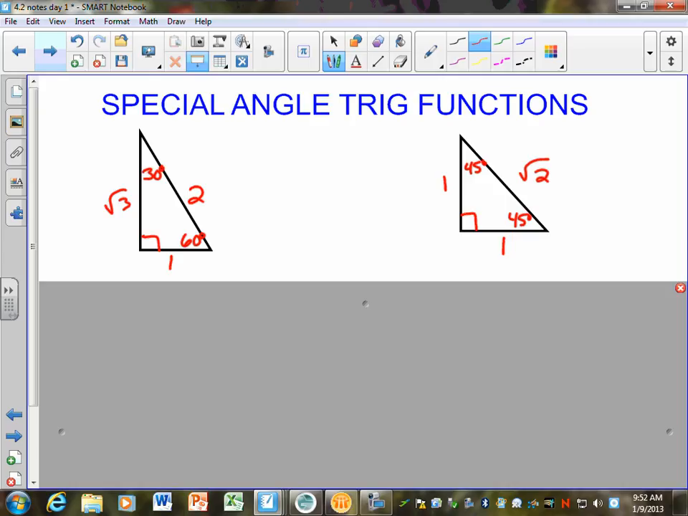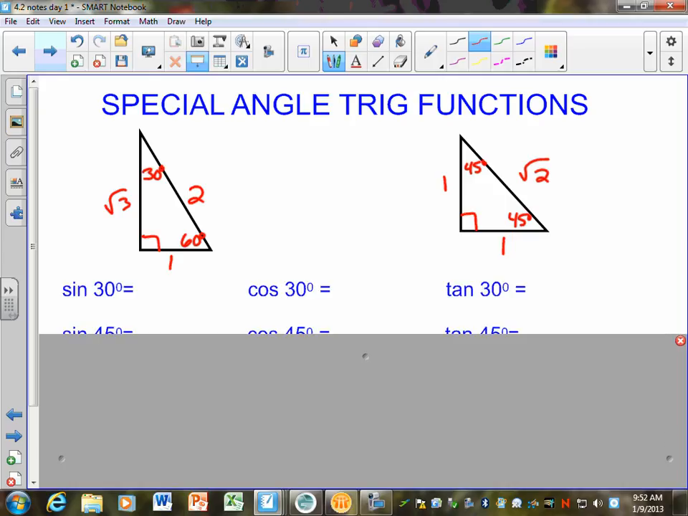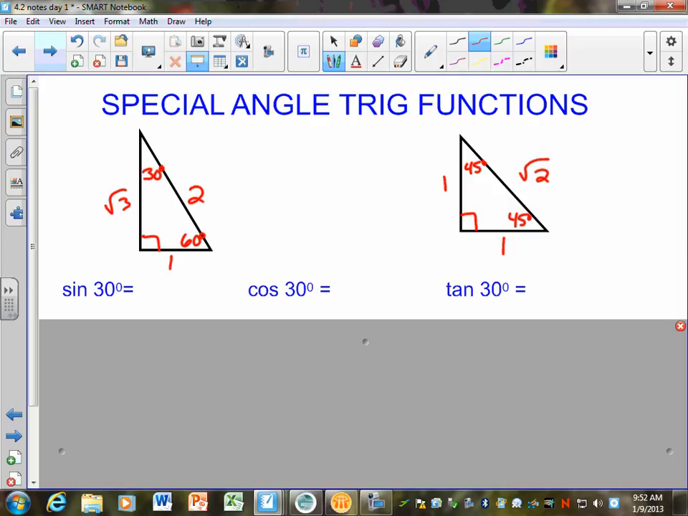We could list all 6 trig functions out now, right? We could actually do this for all 3 of these acute angles, 30 degrees, 60 degrees, and 45 degrees. So let's just go through here and do it real quick. We're only going to do sine, cosine, and tangent. I trust you could do the reciprocals as well. So use my little triangle here, and let's do the sine of 30 degrees, the cosine of 30 degrees, and the tangent of 30 degrees.